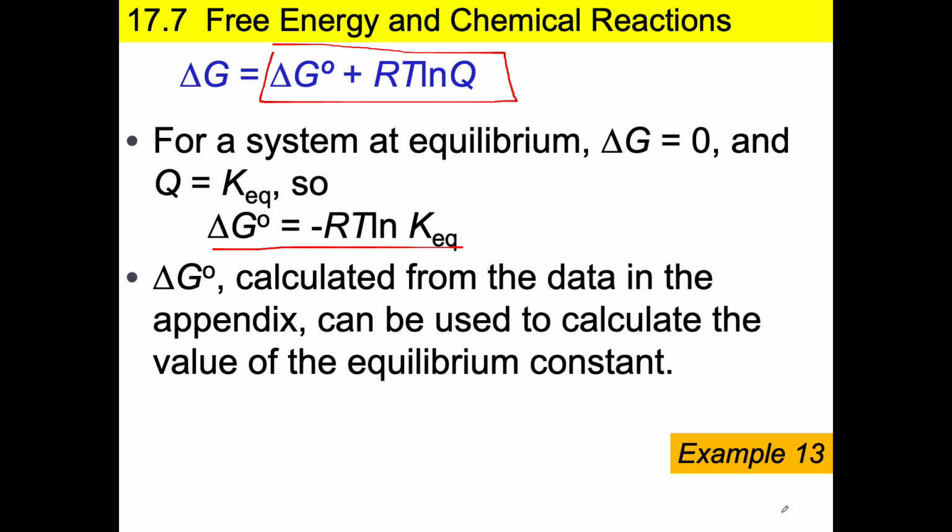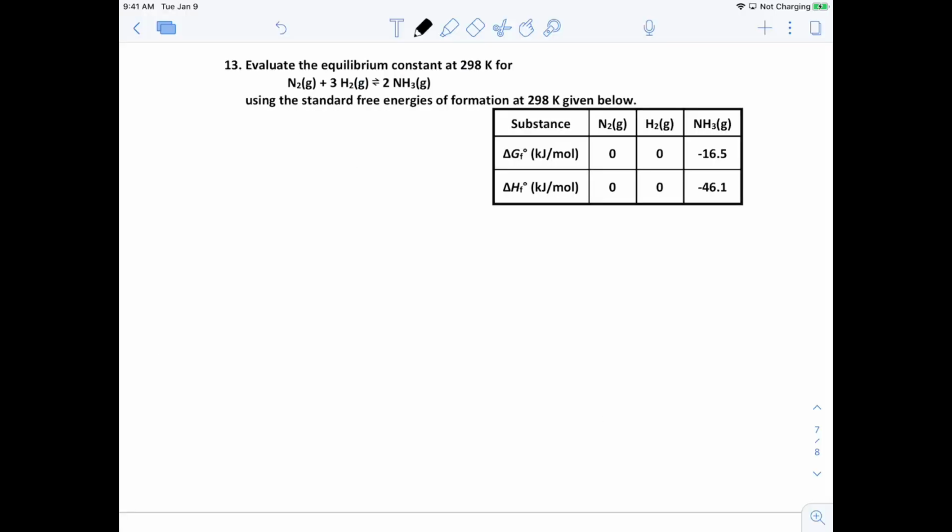Let's look at an example, number 13. Example number 13 says evaluate the equilibrium constant at these standard conditions of 298 K for this reaction, nitrogen plus hydrogen goes to ammonia. These are all gases, and we're going to use the standard energies of formation. So the equation we want to use here is delta G0 equals negative RT ln K equilibrium.